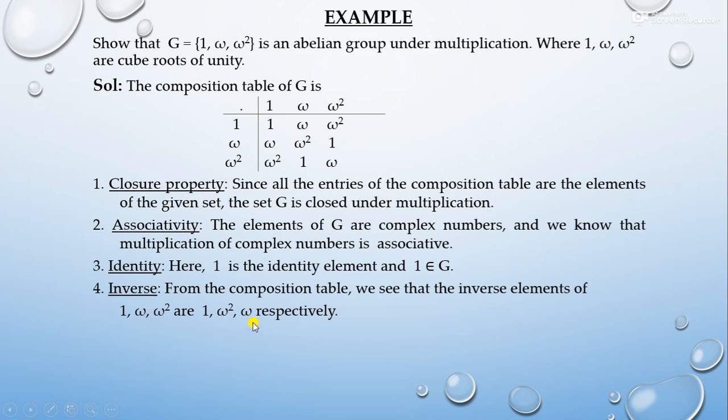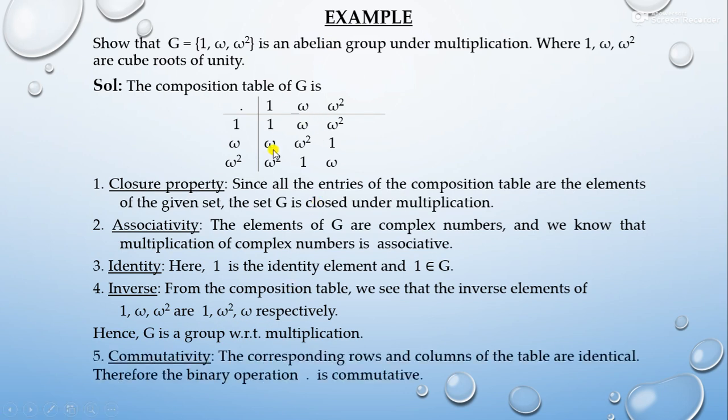Clear? Okay. So now if this set holds all these 4 properties, we can say that yes, this set is a group. Now for the abelian group, we have to show one more property, that is commutativity.